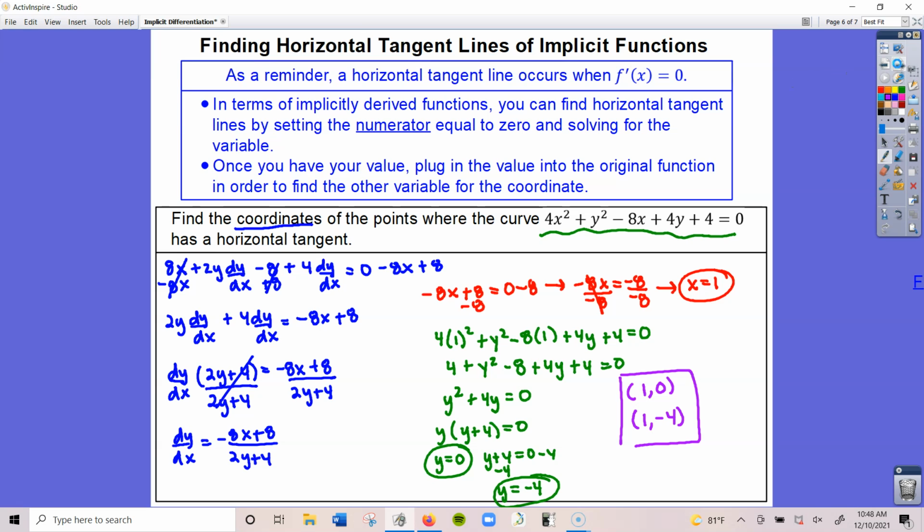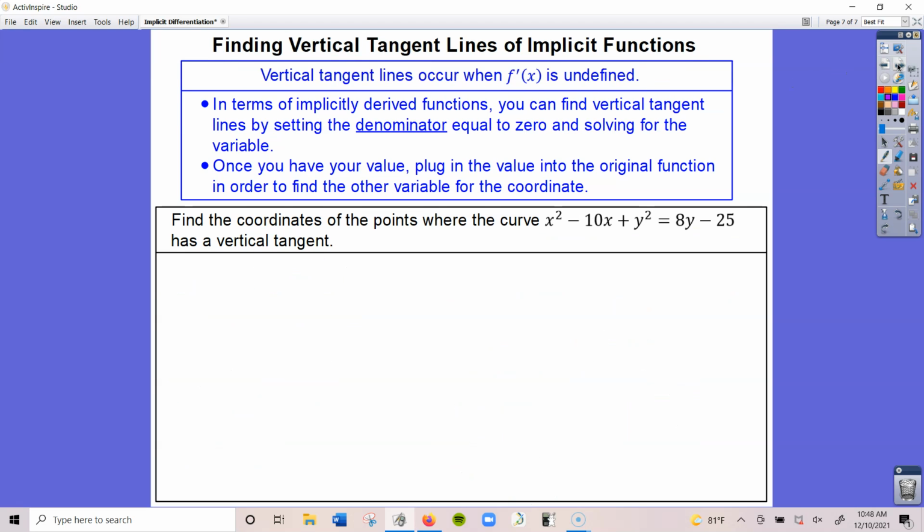Now, for a vertical tangent, it's essentially the same thing. We're going to go through the exact same process, but instead of setting the numerator equal to 0, a vertical tangent occurs when the derivative is undefined. And the derivative is undefined if, doesn't matter what's in the numerator, the denominator is 0. So we're going to start off just like in the previous question by taking the derivative of my equation.